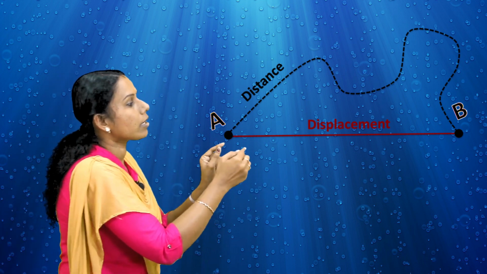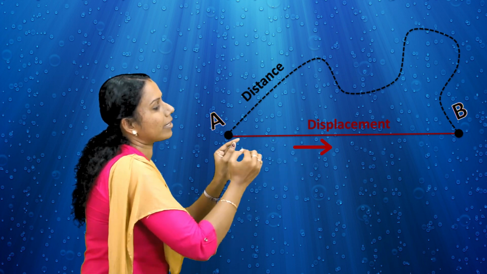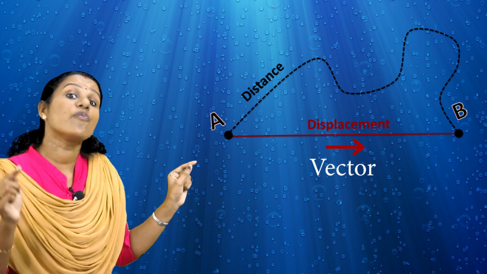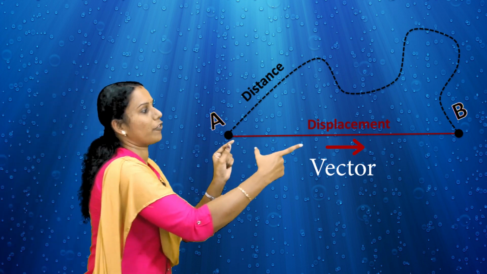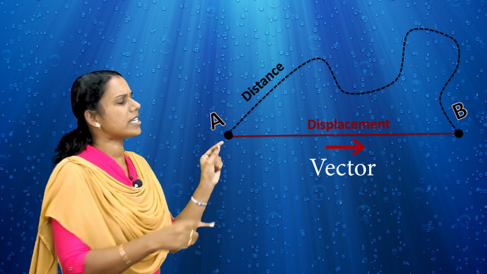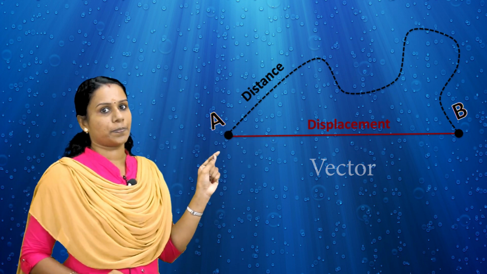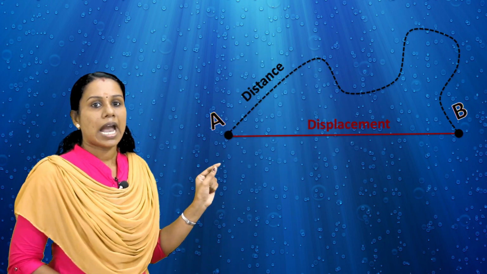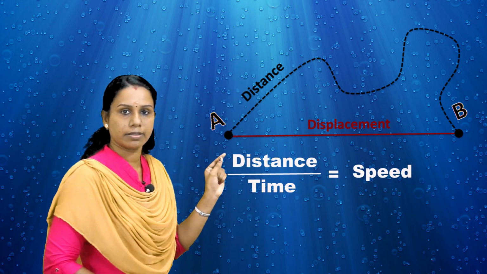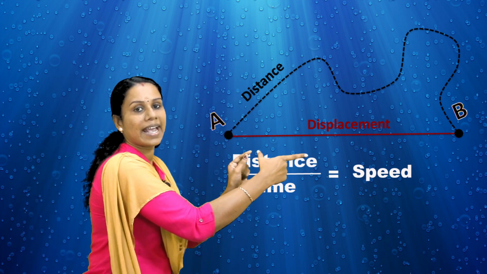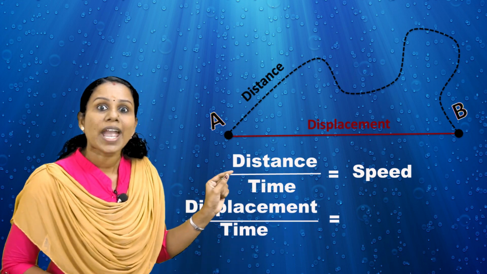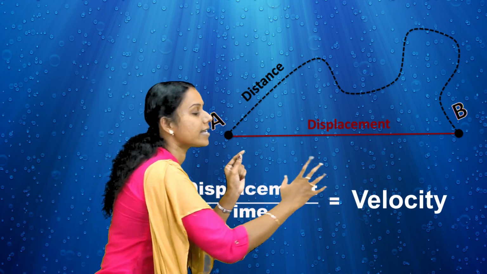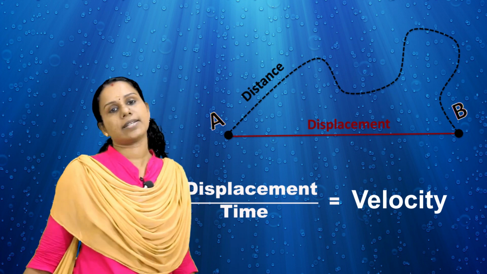So here the shortest distance or the displacement is always towards a particular point. So we call it a vector quantity. This change in position from A to B, we call a vector quantity, and that quantity is displacement. And the entire length of the path is called distance. We have discussed distance by time is speed. Then of course there will be a displacement by time also, right? And displacement by time is known as velocity. So velocity is displacement divided by time.